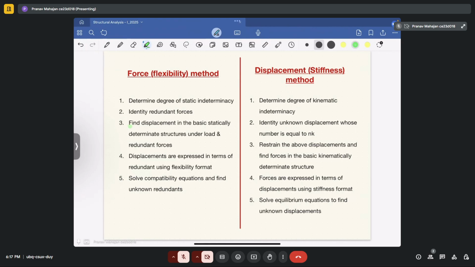Point number 3 is considered to be a two-step, in which you will first determine the displacement under load, removing all the redundant forces. Then you will remove all the loads and see the displacements due to only the redundant force. After that, displacements are expressed in terms of the redundant using the flexibility format, which you will see in the coming lectures, that is how you can express the redundant forces in the flexibility format, and then you will apply the compatibility equations and find out the redundant values. So it is a simple procedure. If you solve the problems, you will be able to understand. Don't go into the details of the language that is written in this.